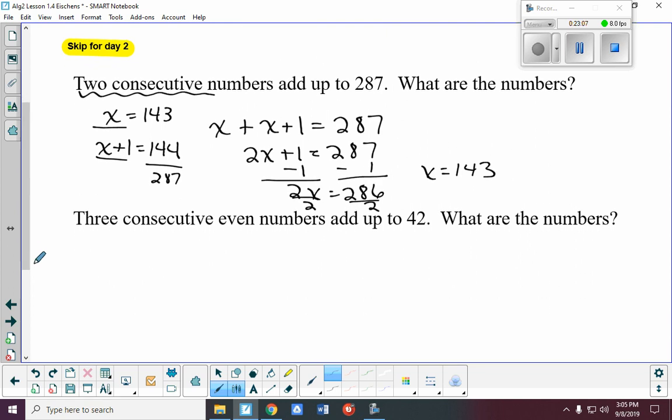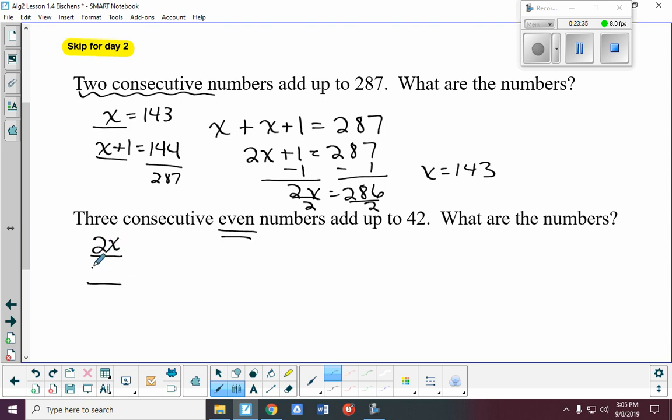The next one says three consecutive even numbers add up to 42. What are the numbers? Now, when you have even numbers, we have to be a little more careful. We can't just say x for the first one because x could end up being even or odd, and we want to force it to be even. So all even numbers can be divided by 2, or we would say they are divisible by 2. So we're going to write the first one as 2x.